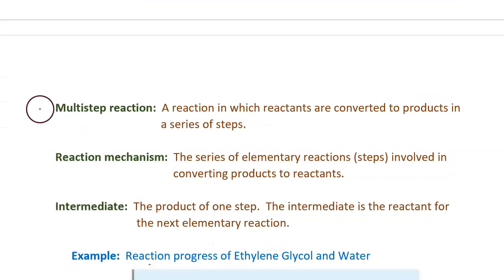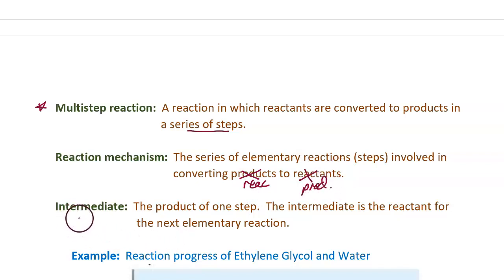But there are also multi-step reactions. These are reactions in which the reactants are converted to products in a series of steps. The reaction mechanism is the series of steps, or the series of elementary reactions, that are involved in changing reactants to products. I see I have a typo here. That should say reactants, and that one right there should say products.